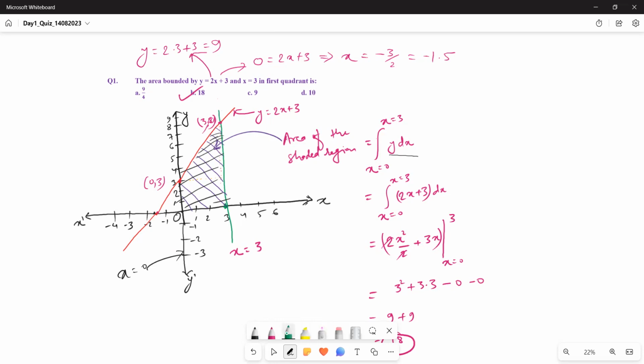This is the formula to calculate area using integration. So when you substitute the value of y, that is 2x plus 3, we get this equation. Now after using the formula of integration, this 2 is a constant, so 2 will come out, and you have x.